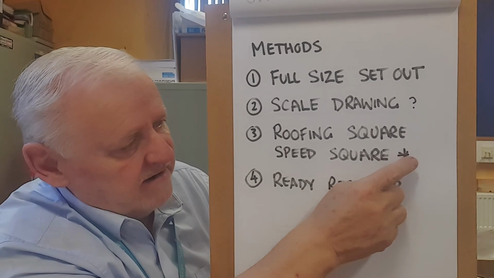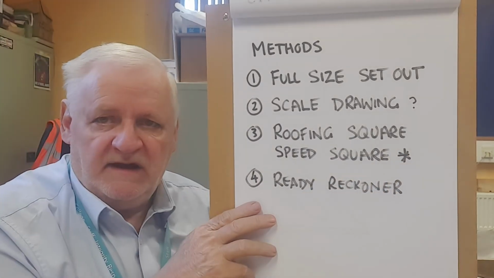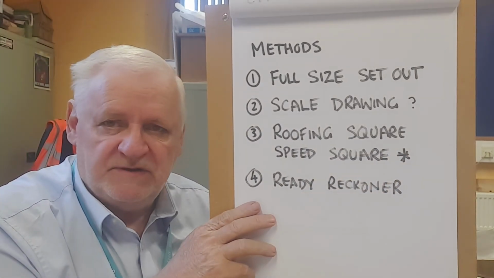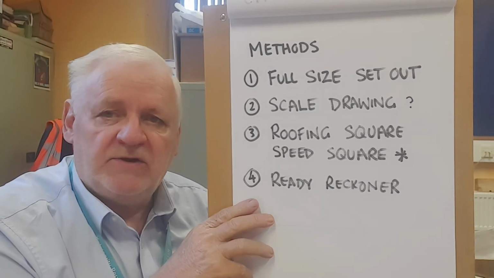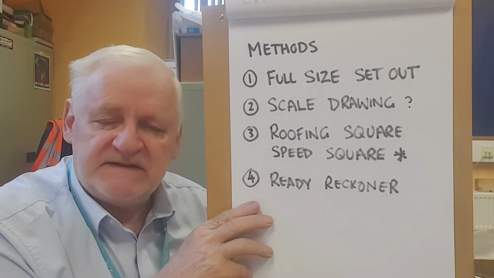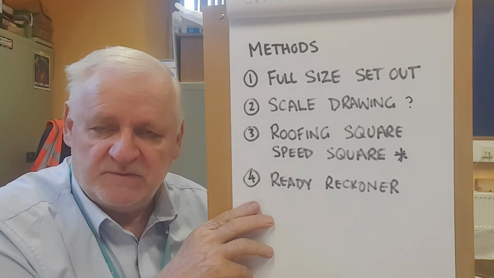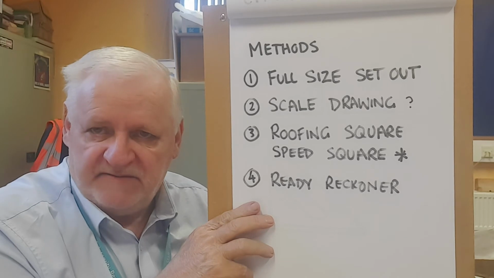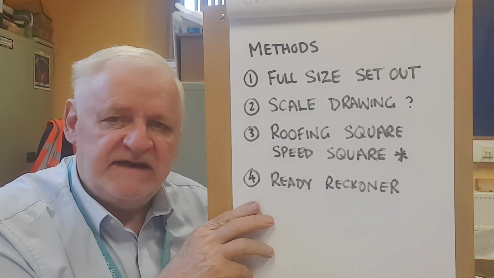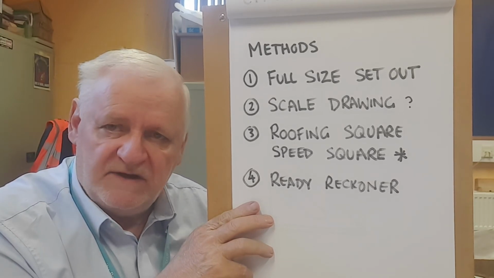Now I'll put a little star there. The speed square, I think, is an American invention, and in America the way in which they take on a roof is a little bit different to what we do in the English world in the UK, but I think in some senses it's better, but in other senses it's just very slightly inferior.